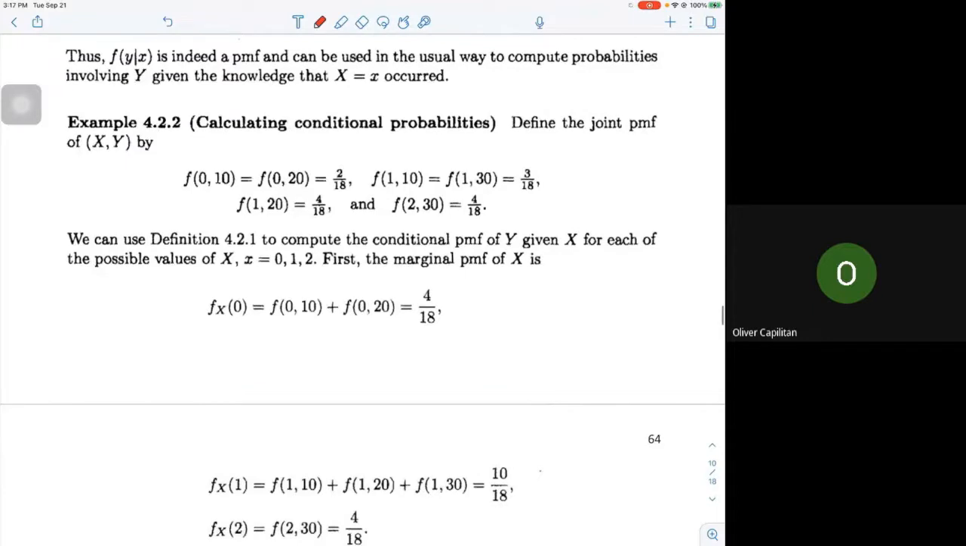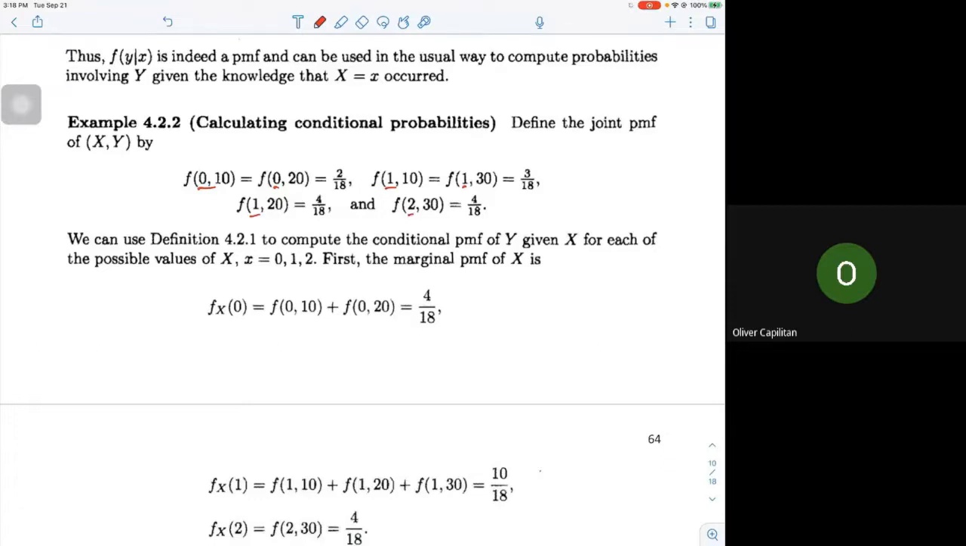Okay, so our goal here is to find the conditional distribution of Y given X. So if you want to find this function, then we need to find our marginal PMF of X. So for our random variable X, if we look at the defined joint PMF, the possible values of this random variable X are 0, 1, and lastly 2.